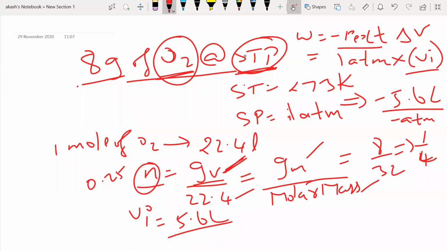Sir, can you repeat the question? Yeah, I'll repeat the question. 5 moles of an ideal gas at 27 degrees Celsius is allowed to expand isothermally from an initial pressure of 10 atm to a final pressure of 4 atm against a constant external pressure of 1 atm. The question is, find the work done.